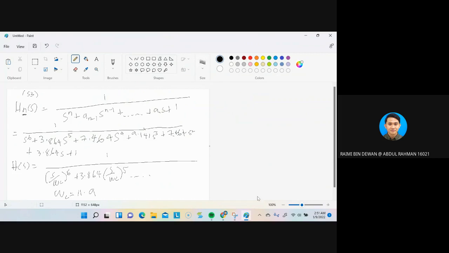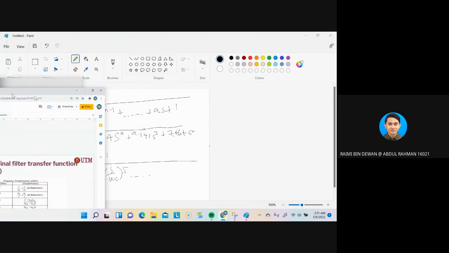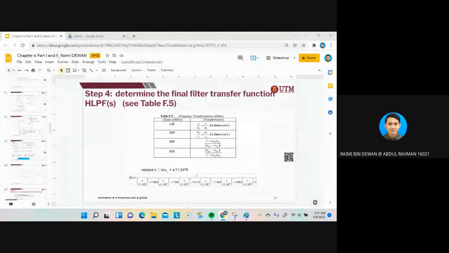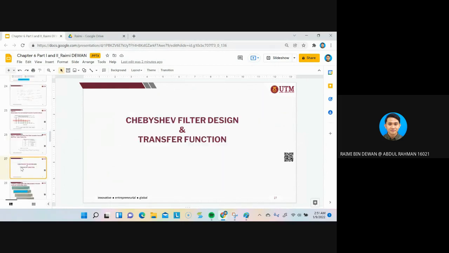With that, we finish for now. We will continue with Chebyshev filter design and transfer function in the next lecture.